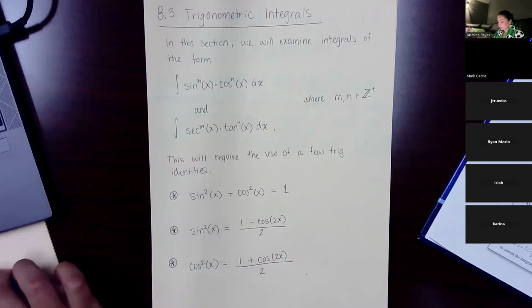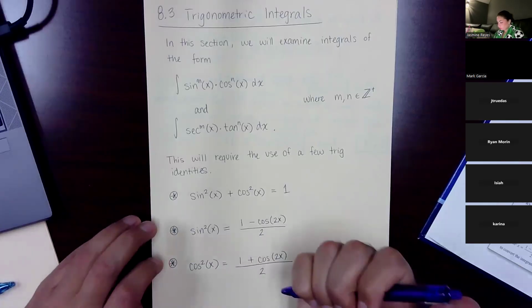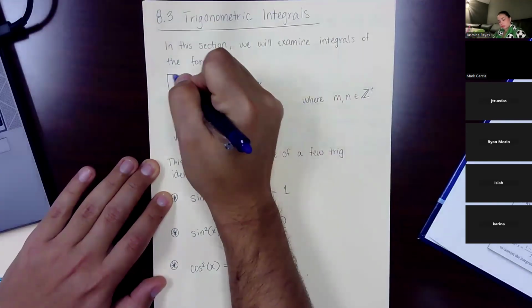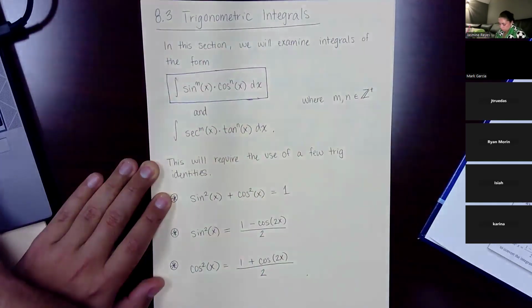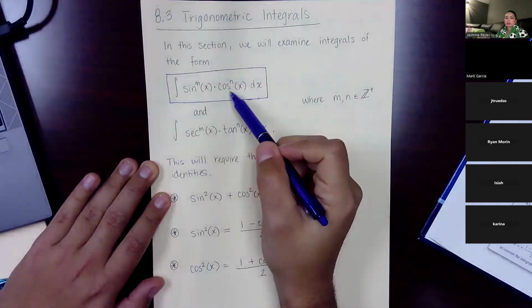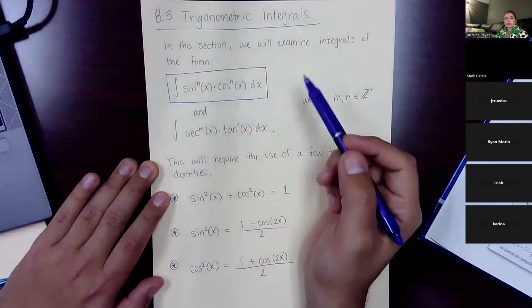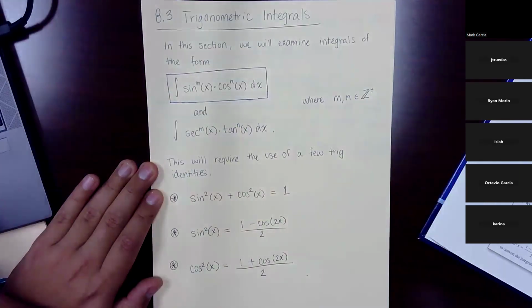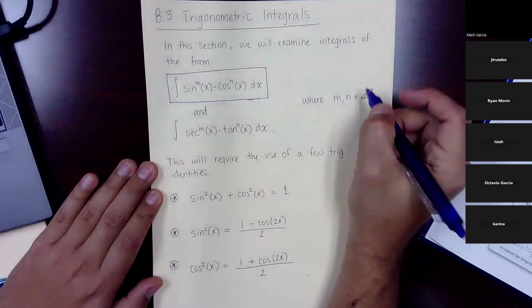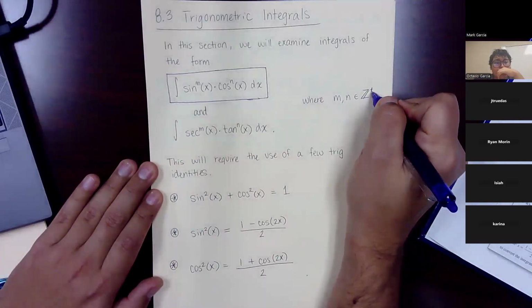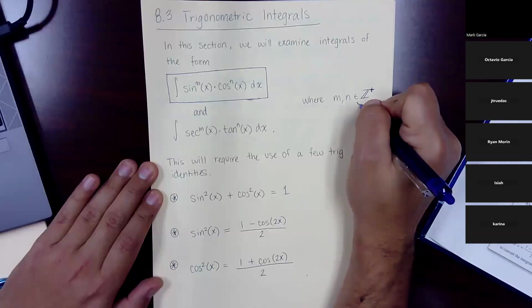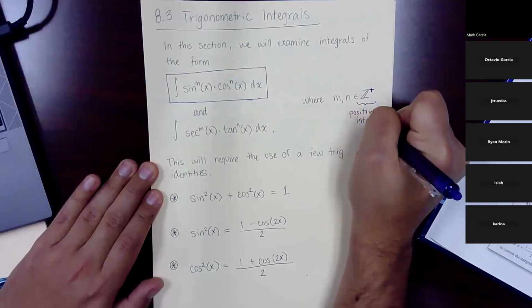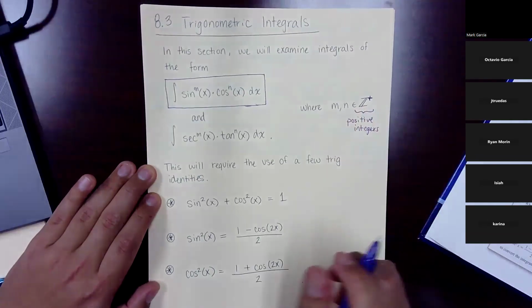In this section, we're mostly going to be focusing on integrals of the following two forms. The first form is the integral of sine to the m power times cosine to the n power dx, where m and n are both integers, and this little plus sign means positive integers. Whenever you see me write something like this, I'm just abbreviating positive integers, so positive whole numbers.